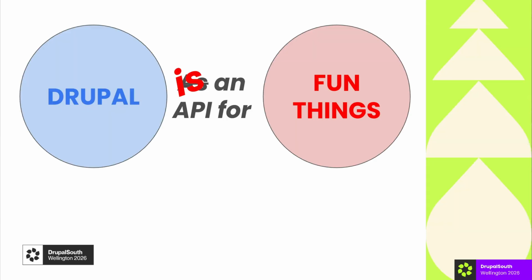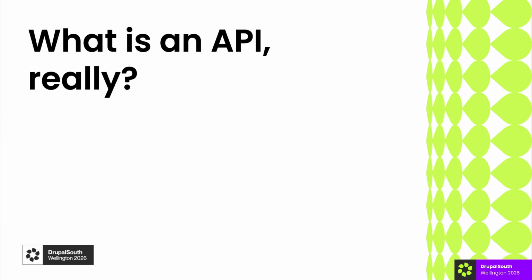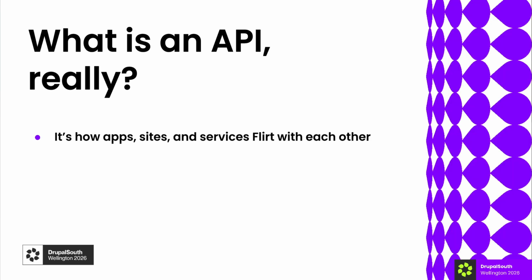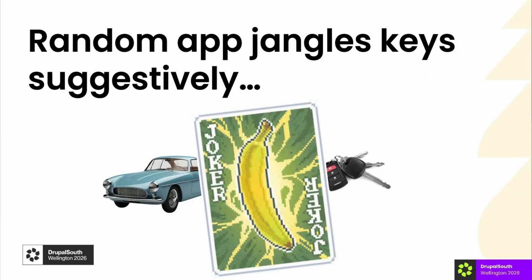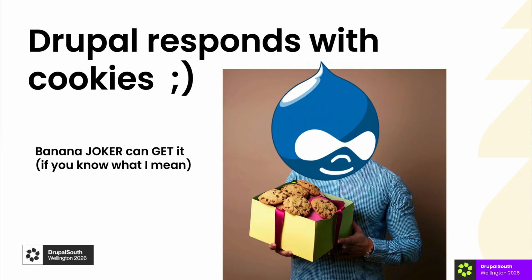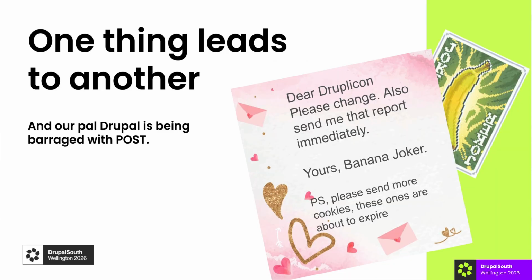So this is more like Drupal is an API for fun things. But what really is an API? Well, it's how apps, sites, and services flirt with each other. So, you know, you've got a random app jangling keys suggestively, and Drupal responds with cookies. Banana Joker can get it, if you know what I mean. One thing leads to another, and our pal Drupal is being barraged with post. Dear DrupalCon, please change. Also, send me that report immediately. Yours, Banana Joker. P.S. Please send more cookies. These ones are about to expire.